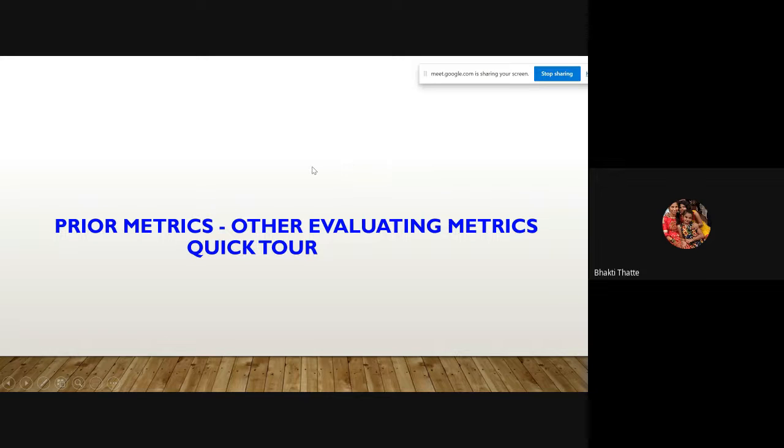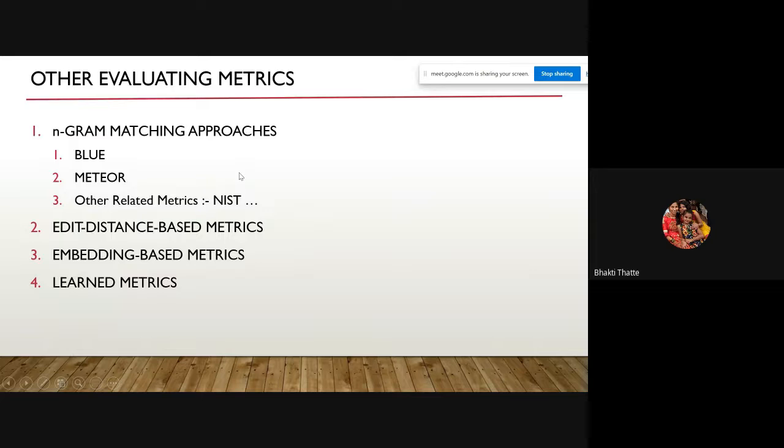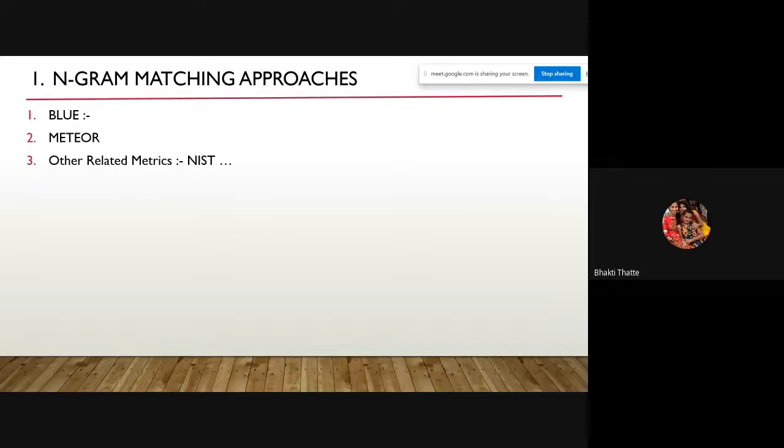So before going to the BERT score, let us discuss the prior metrics used for evaluating text generation. This is a quick tour, and we are not doing a deep dive on this. This is just for awareness purposes. So these are the other evaluation metrics: n-gram matching approaches, then edit distance based, then embedding based, and learned metrics. So let's see the n-gram matching approaches. It has BLEU, METEOR and many more metrics.